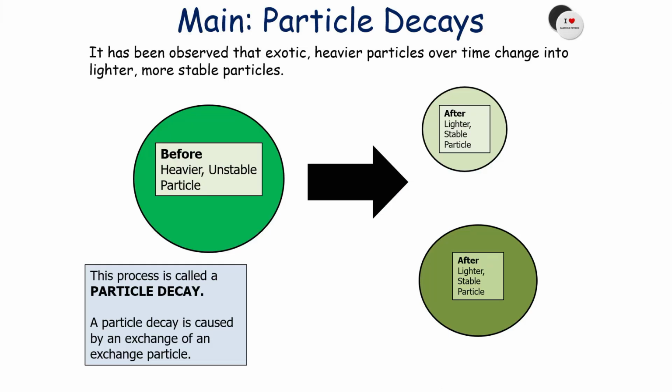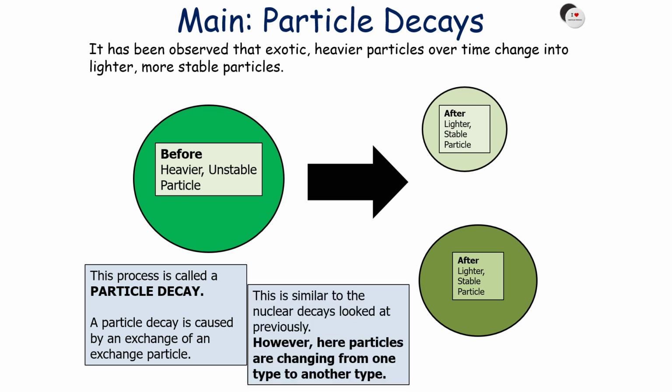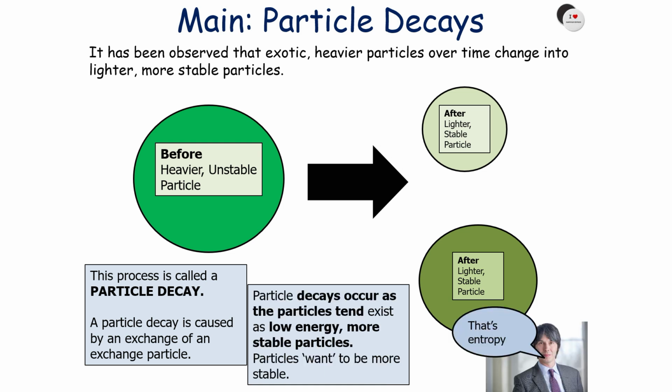It's been observed that exotic heavier particles will over time change into lighter, more stable particles. This process is called particle decay, and it's caused by the exchange of an exchange particle. It's similar to nuclear decays, but particles are changing from one type to another. Particle decays occur as they want to exist as low energy, more stable particles.